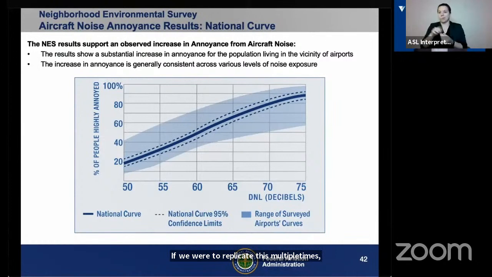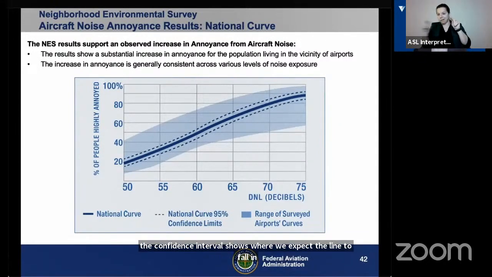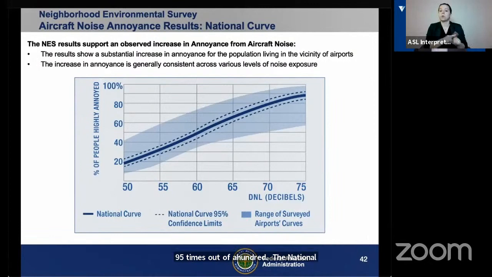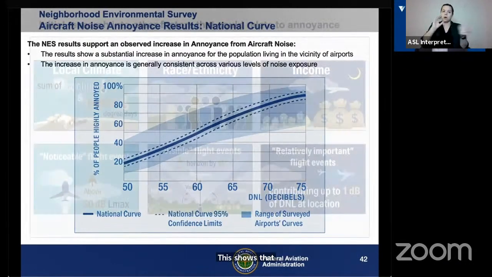The national curve is also shown plotted between aircraft noise exposure levels of DNL of 50 decibels to 75 decibels. While the curve can be mathematically extended above and below these levels, the survey only collected data within this range. The national curve shows that there is an observed increase in annoyance from aircraft noise for populations living in the vicinity of airports compared to earlier analyses.